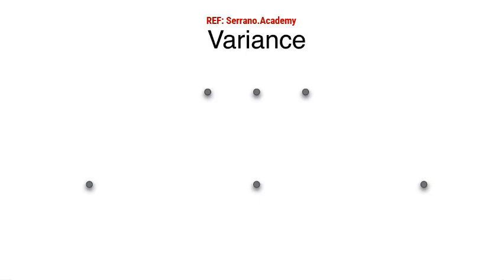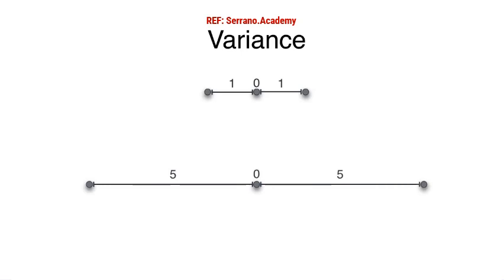What I'm going to do is take the distance from each point to the center. So the point on the left is a distance 1 from the center, the point on the right is a distance 1 from the center, and the point in the middle is distance 0 from the center, because it's actually the center. It's the point where the points balance. And the same thing in the bottom, except these are 5, 5, and 0.